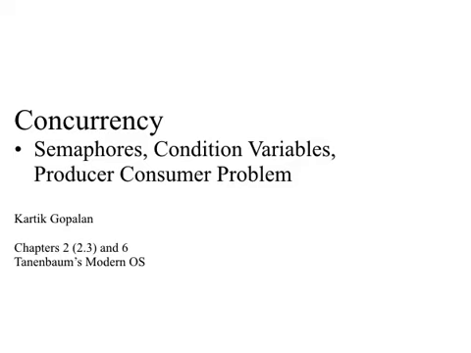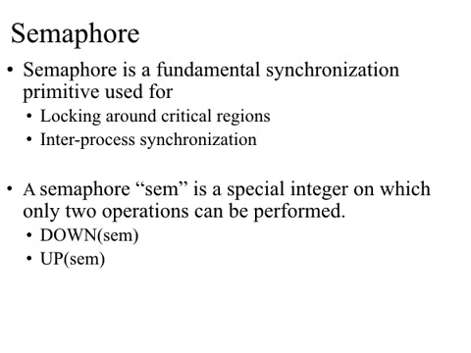This is Karthik Gopalan. Today we will continue with the topic of concurrency, specifically with focus on semaphores, condition variables, and the producer-consumer problem. Semaphores are a fundamental primitive that's used for synchronization among concurrent processes. Using semaphores, you can implement various types of synchronization, whether it be event notification between two threads or locking around critical regions. So we will look at both use cases of semaphores in this lecture.